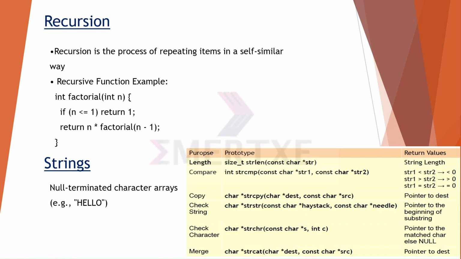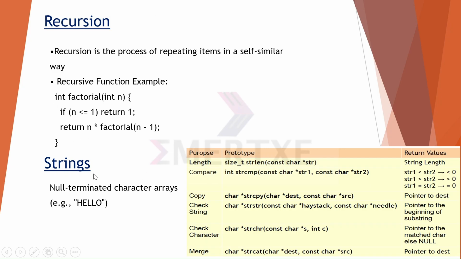Now we will discuss recursion in the C programming language. Recursion is the process of repeating items in a similar way. Recursion function example: we have int factorial, int n. If n is less than or equal to 1, return 1. Otherwise return n times factorial of n minus 1. This is the example of the factorial function, done using the technique of recursion.